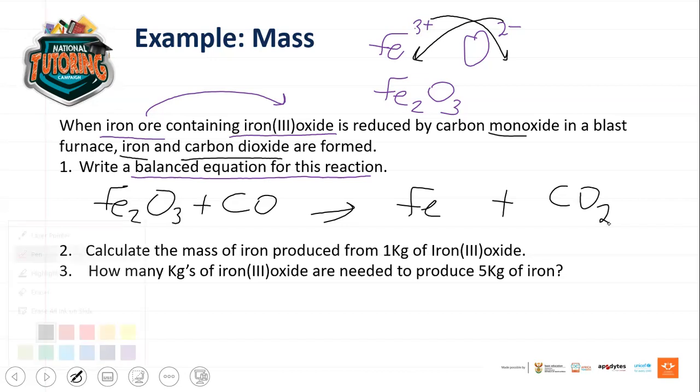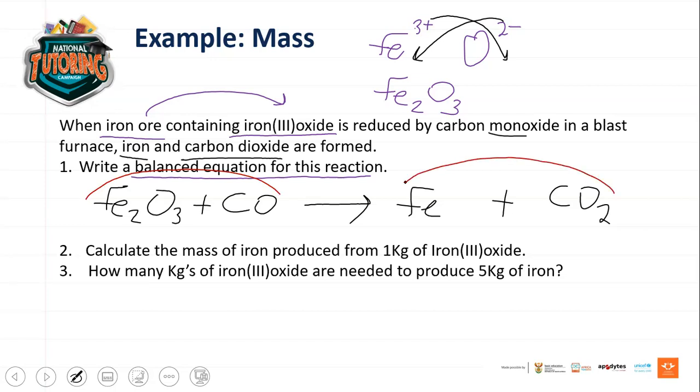So often they'll give you the equation in words. So they give you the products. You won't be expected to know that iron oxide plus carbon monoxide is iron and carbon dioxide. You don't have to learn that off by heart. They will give you the reactants and the products. So on the left-hand side are the reactants, and on the right-hand side are the products. Now we're going to check if it's a balanced chemical equation, because it might not be.